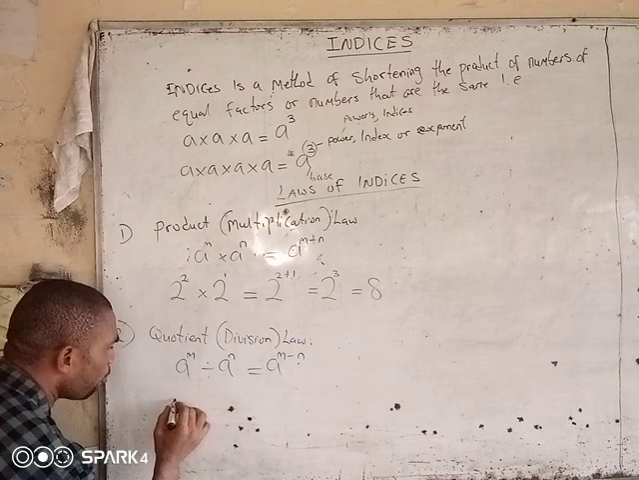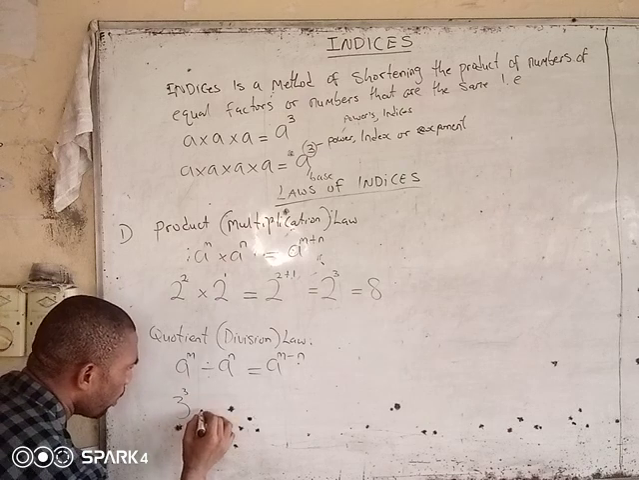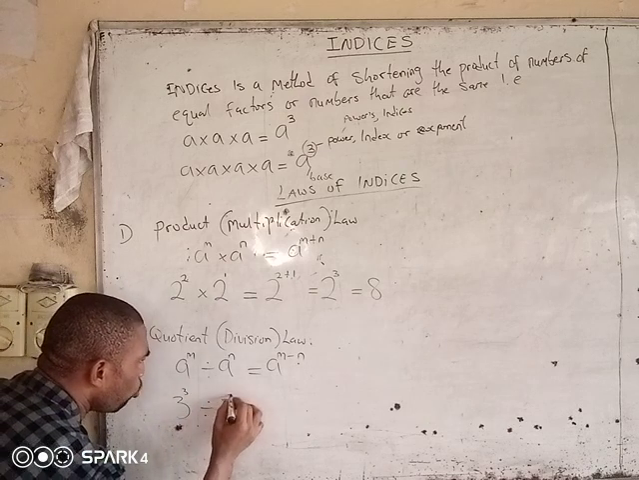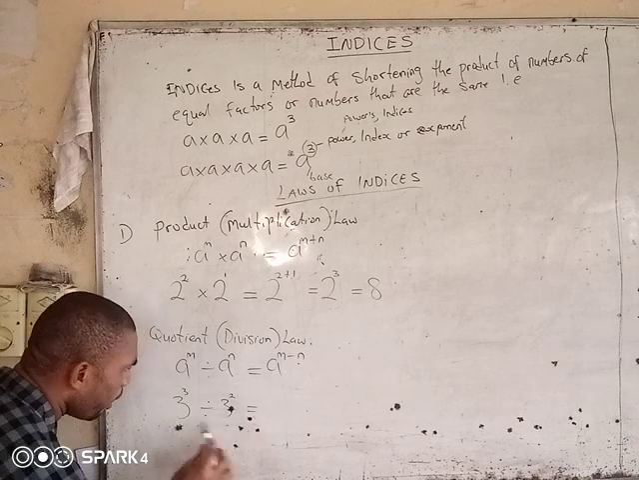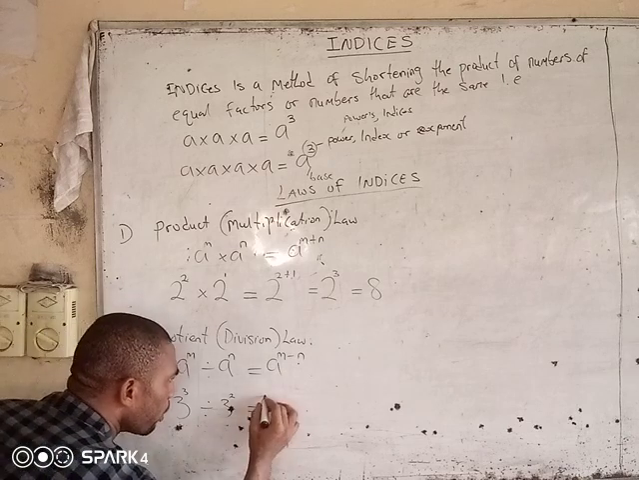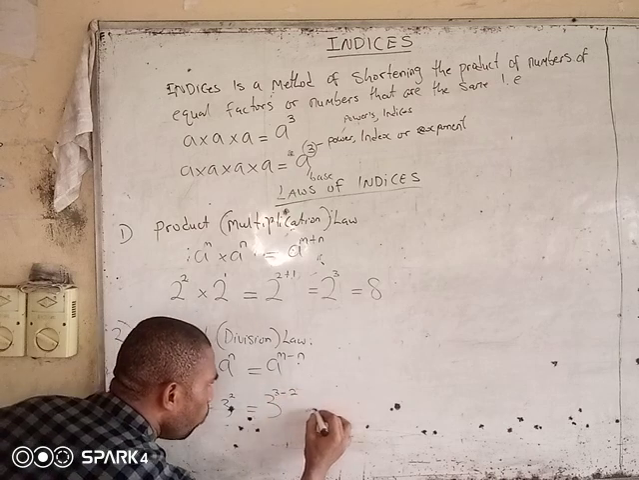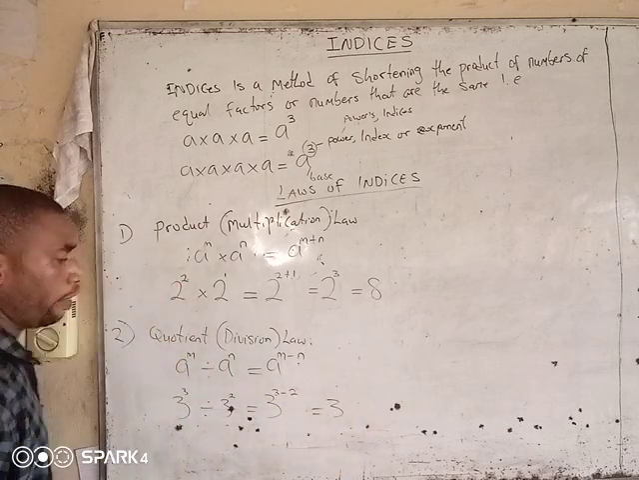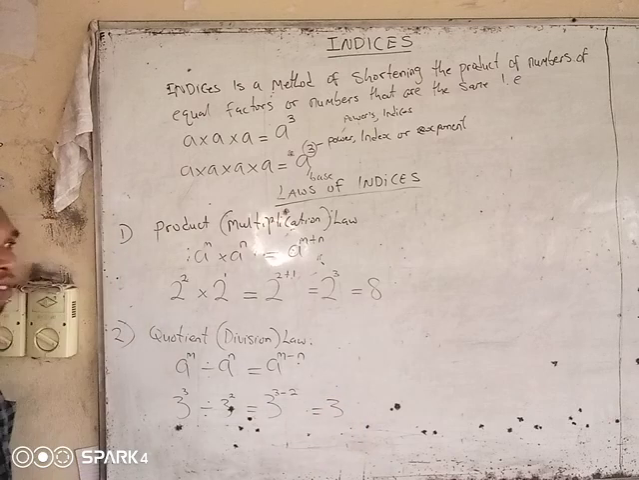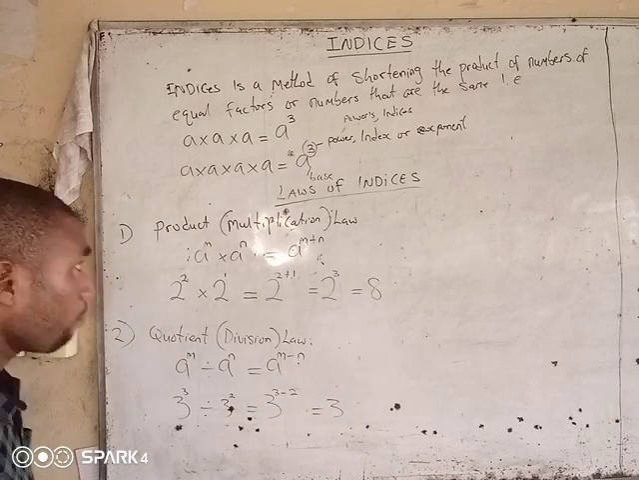For example, if we have 3 raised to the power 3 divided by 3 raised to the power 2, the result is, provided the bases are the same, we pick one of the bases, then subtract their powers, which is 3 minus 2, which gives us 3 raised to the power 1, which is still 3.